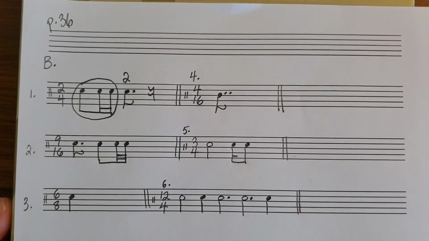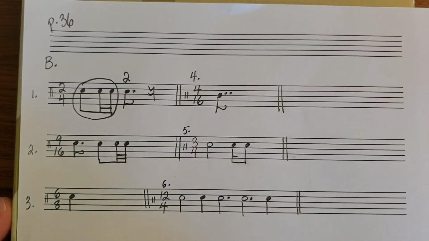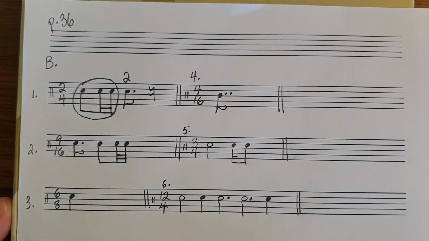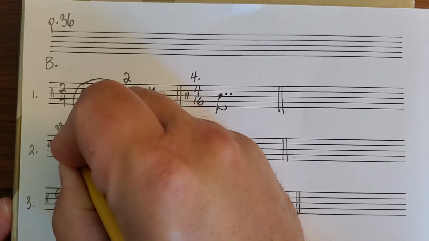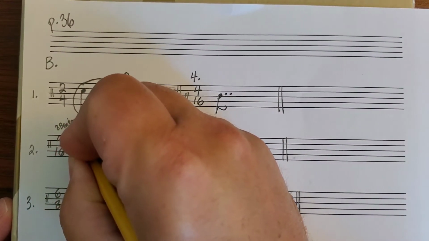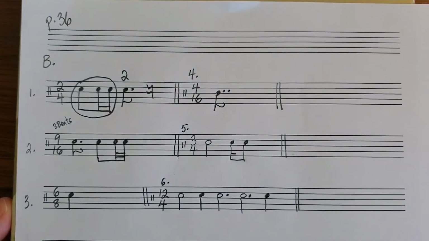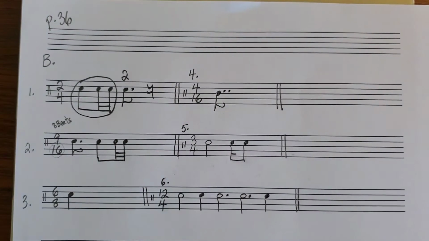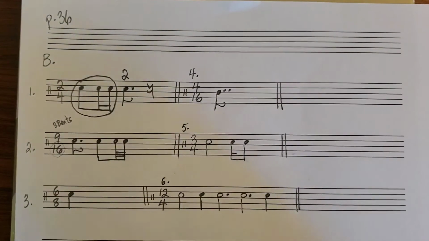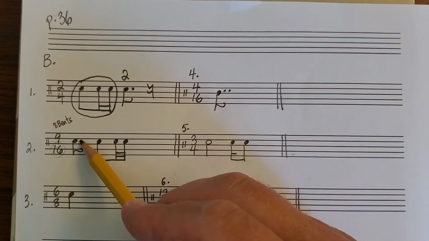Okay, number 2, a 9/16. Well, 9/16 is definitely a compound meter. So the 9 on top says 3 beats, right? It's a triple, compound triple meter. And the 16 on the bottom? The 16 on the bottom tells me that the 16th note gets the division. 3 16th notes put together would be the beat, and that is a dotted eighth note.